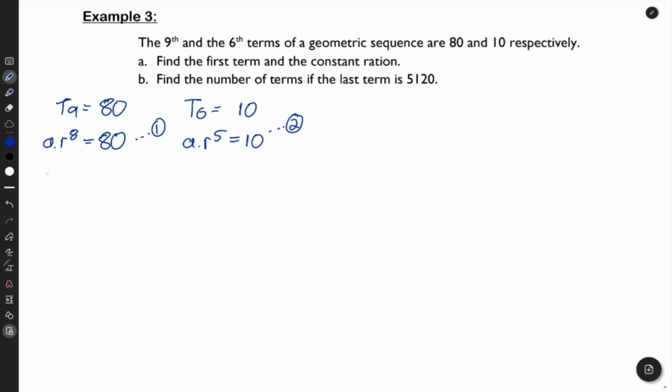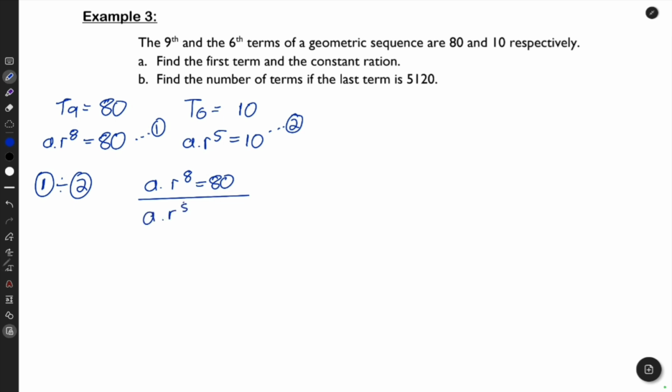So I'm going to tell the marker that I'm going to say equation 1 divided by equation 2. Always take the biggest one to be first. So r to the power 8 is bigger than r to the power 5. That's why I'm choosing that one first. So I'm going to say a times r8 equals 80. And then I'm going to divide each section by its corresponding term.